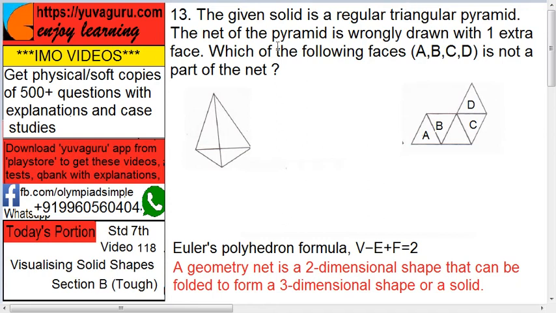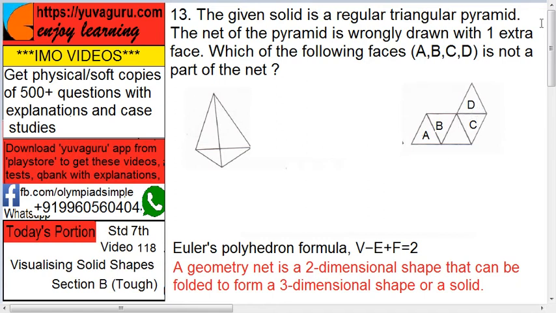A given solid is a regular triangular pyramid. The net of the pyramid is wrongly drawn with one extra face. Which of the following faces A, B, C, D is not part of the net? Net means what? A two-dimensional shape that can be folded to form a three-dimensional one. So this is three-dimensional and this is two-dimensional. If you fold this, this will be formed.